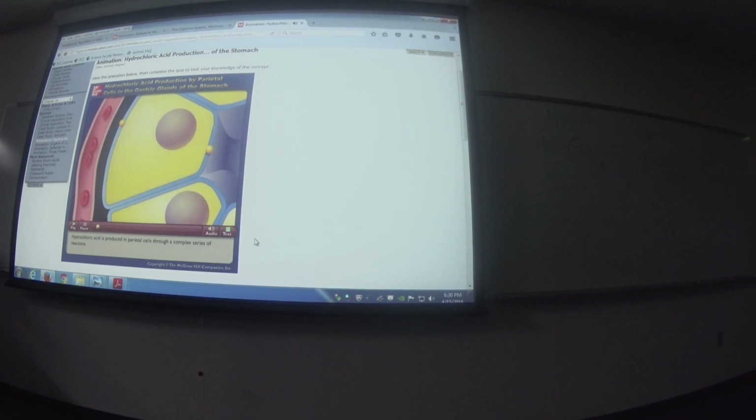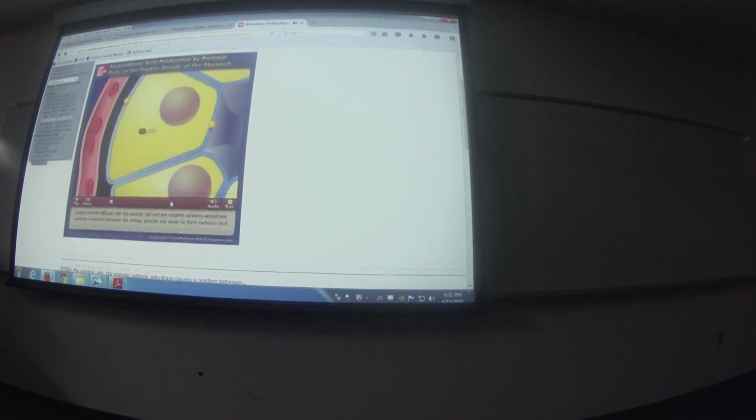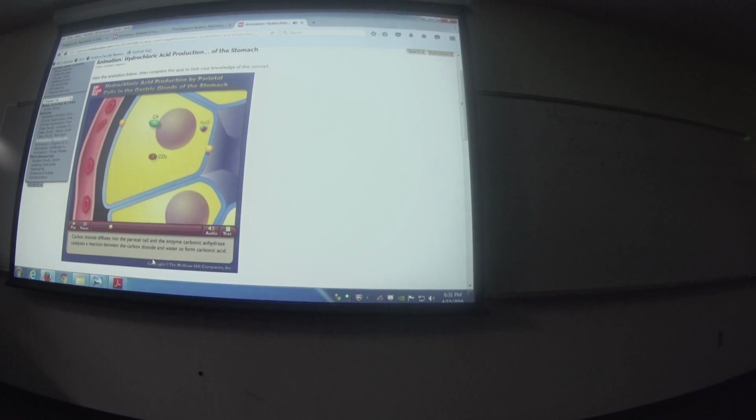Hydrochloric acid is produced in parietal cells through a complex series of reactions. Carbon dioxide diffuses into the parietal cell, and the enzyme carbonic anhydrase catalyzes. Whoa, where'd you hear that before? Respiration. That was respiration. That was the equation you learned 2 weeks ago, right? It's the same equations. Your body does the same math everywhere, right? Where I reinvent the wheel.